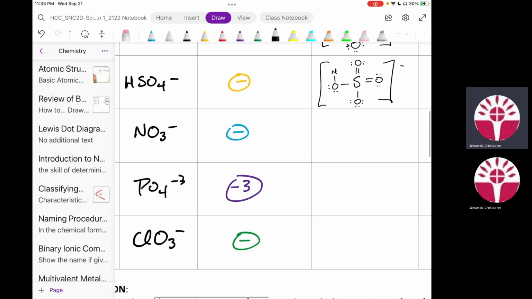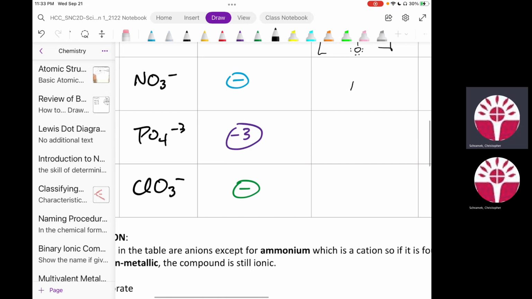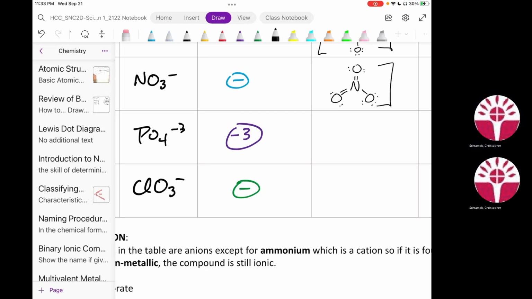It's not really necessary. Nitrate, since we've got a central atom like that, we're going to draw the oxygens in a nice triangular pattern. And that's actually how they lay out in reality. It's got a charge of negative, so only one of these is going to have a single bond. Throw a bracket around it and a negative. Phosphorus in the middle here with 4 oxygens.